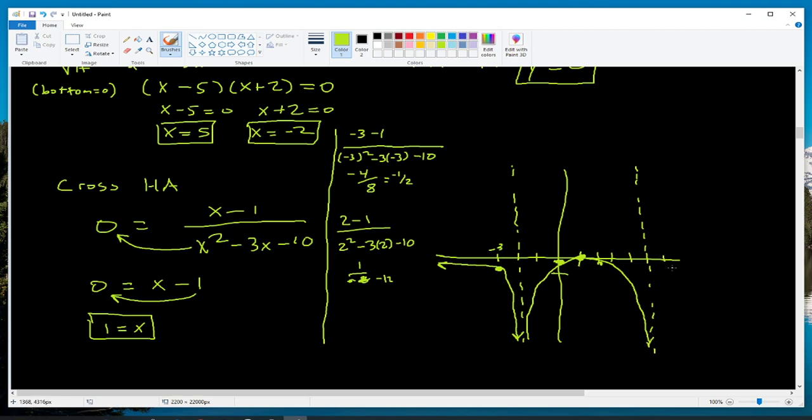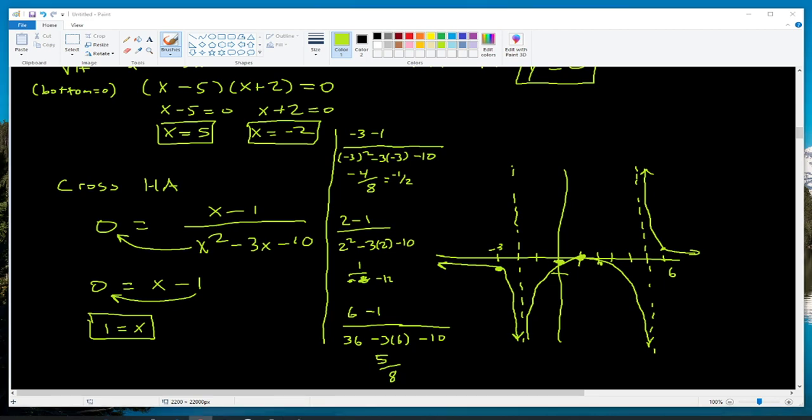And then out here beyond 5, we look at 6. If I have 6, then 6 minus 1 over 6 squared, which is 36, minus 3 times 6 minus 10. 6 minus 1 is 5. 36 minus 18 minus 10: 36 minus 10 is 26, and 26 minus 18 is 8. So we get a positive 5/8, and I think our graph looks like this. We're going to verify that with Desmos real quick.